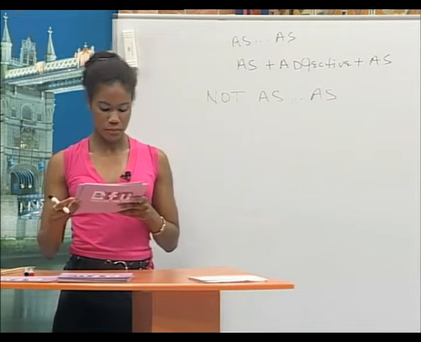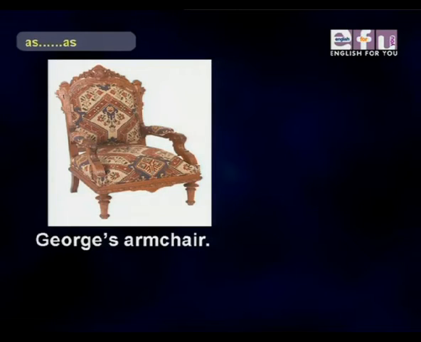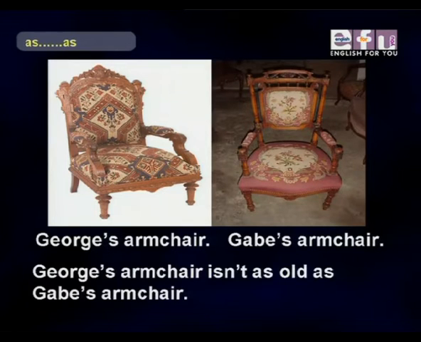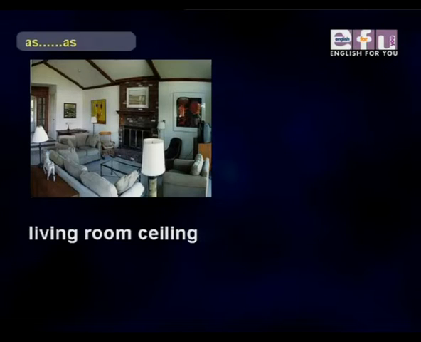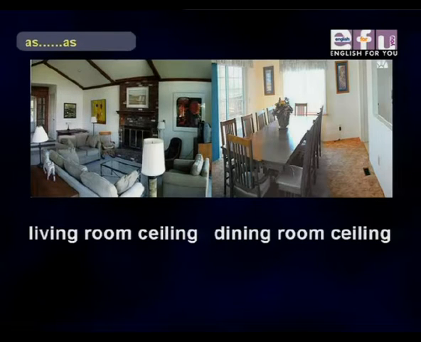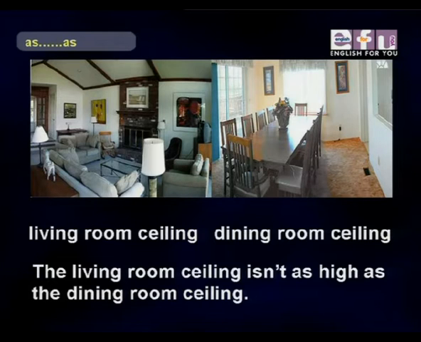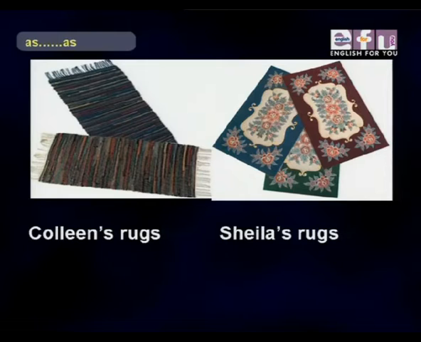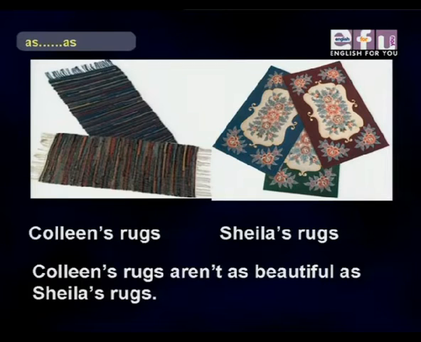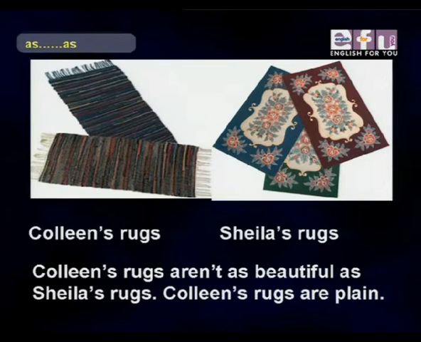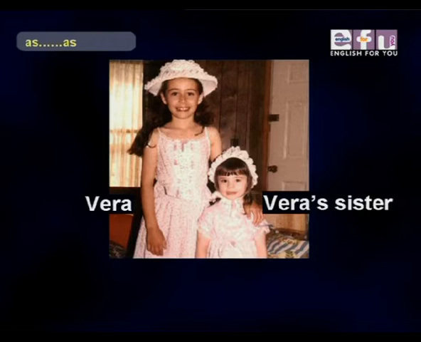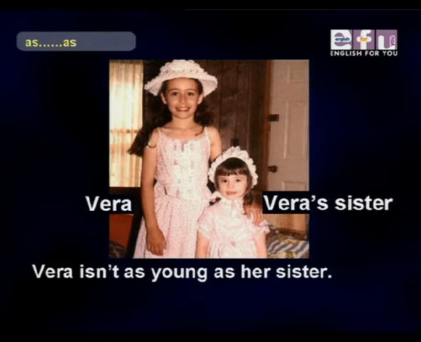More examples. First, we have George's armchair, and we have Gabe's armchair. George's armchair isn't as old as Gabe's armchair. It is newer. We have a living room ceiling and a dining room ceiling. The living room ceiling isn't as high as the dining room ceiling. It is lower. Now look at Colleen's rugs and Sheila's rugs. Colleen's rugs aren't as beautiful as Sheila's rugs. Colleen's rugs are plain. Now Vera and Vera's sister. Vera isn't as young as her sister. She is older.